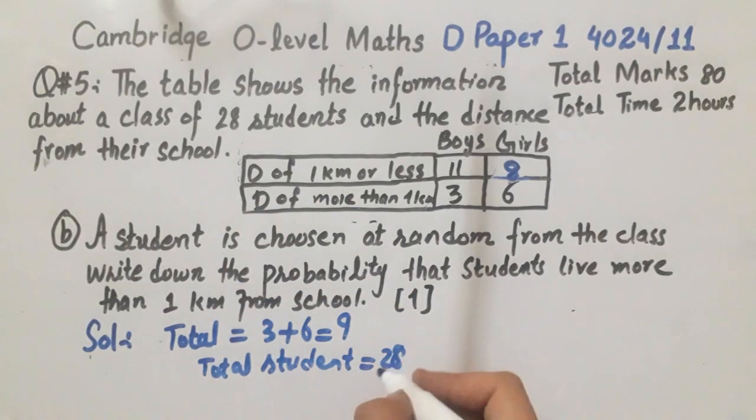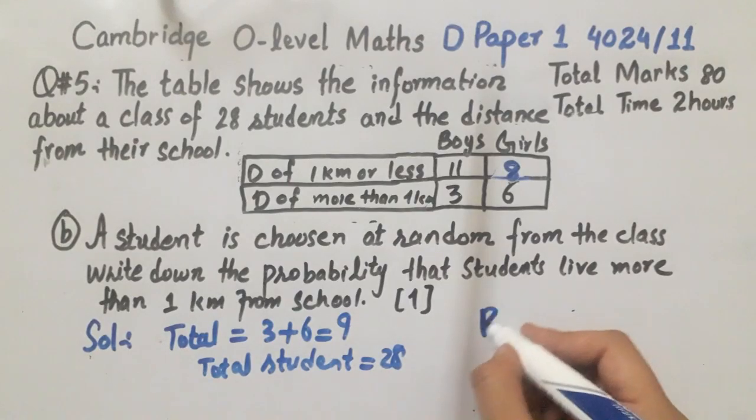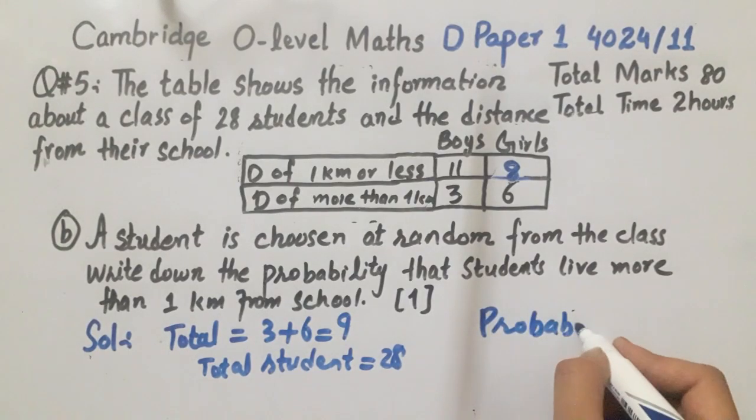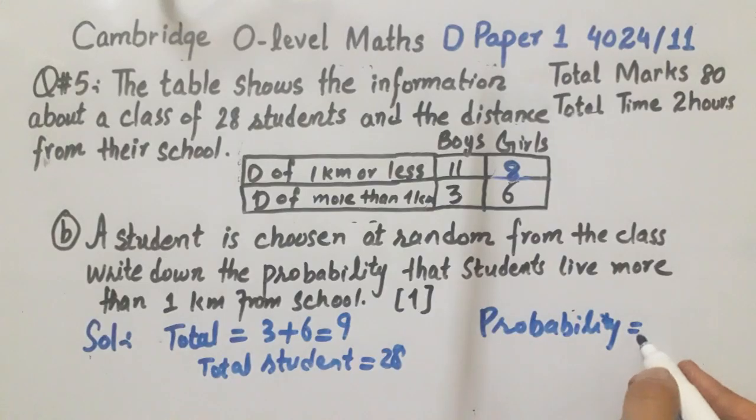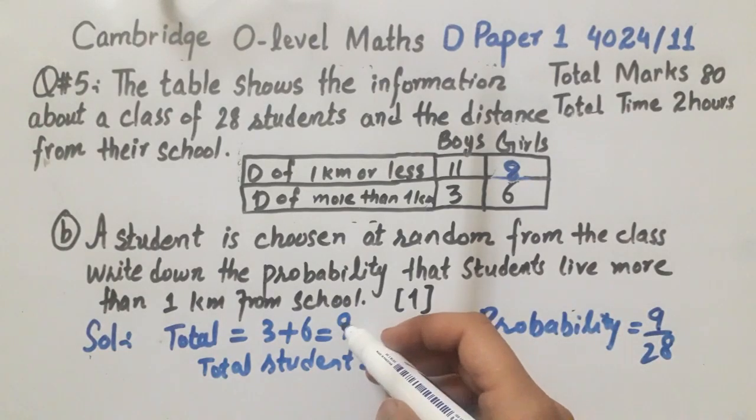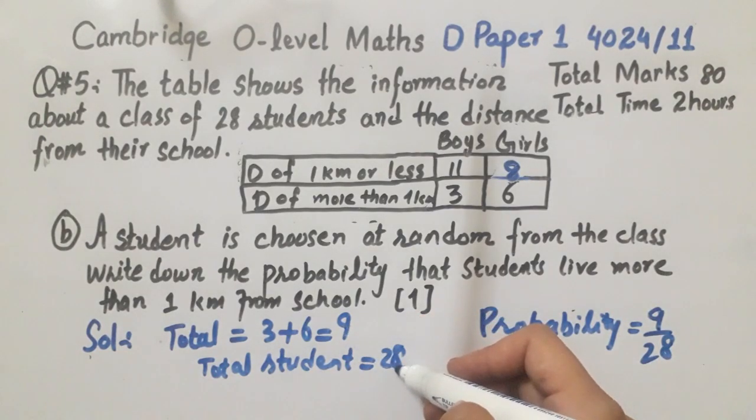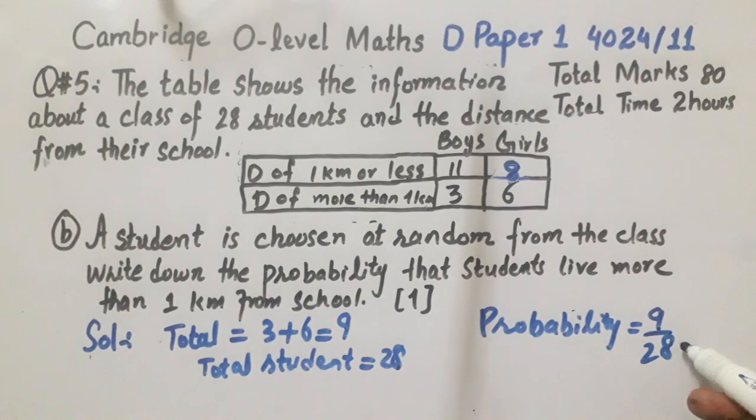So probability will be equal to 9 by 28, because probability is always equal to the number of events divided by the total number of the sample space. So number of events is 9 and total number of the sample space is 28. So probability will be 9 by 28. So this is the solution of question number 5. Now we will solve the next question.